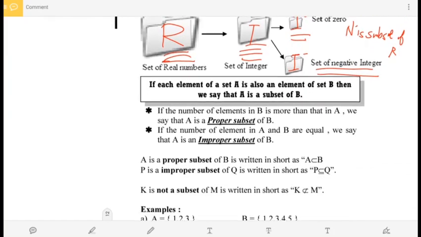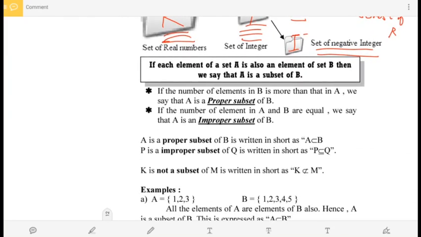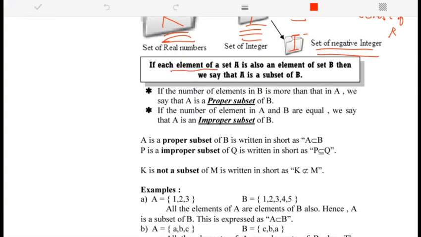Considering that each element of your set A is also an element of your set B. Again, the elements of your set A are also elements of your B. Therefore, we can say that your A is a subset of B. So this is the condition given: if your A is a subset of B, meaning the elements of your A must also be elements of your B.